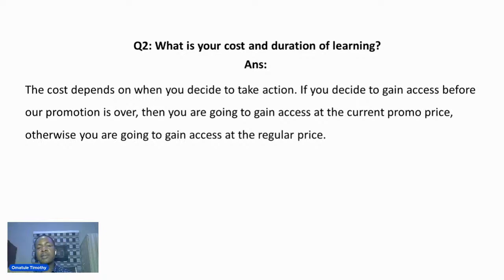But on the other hand, if you decide to postpone your decision, probably you want to gain access to it next month, I can't guarantee you that the price will remain at 40,000 naira next month. Maybe the price would have changed to 50,000 naira or 70,000 naira. It means that you are going to gain access to it at that price, at that time. So the price to get it depends totally on the time you decide to take action. If you are taking action today, you get it at today's current price.